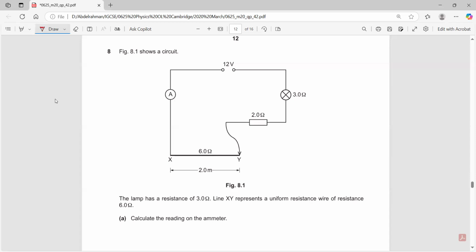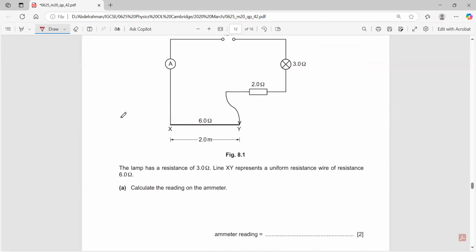Figure 8.1 shows a circuit. The lamp has a resistance of 3 ohms. Line XY represents a uniform resistance wire of 6 ohms. So this wire has a length of 2 meters. It has a total resistance of 6 ohms. Can I find the reading on the ammeter? Can I find the current?